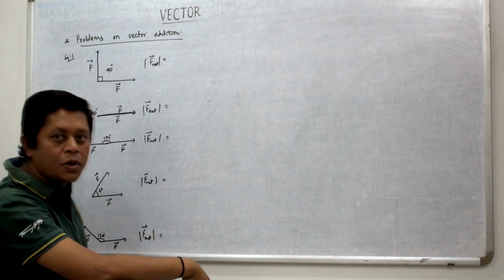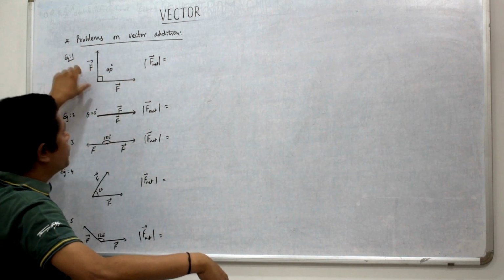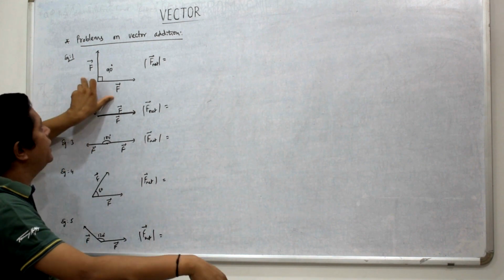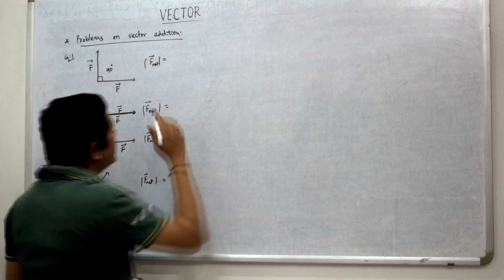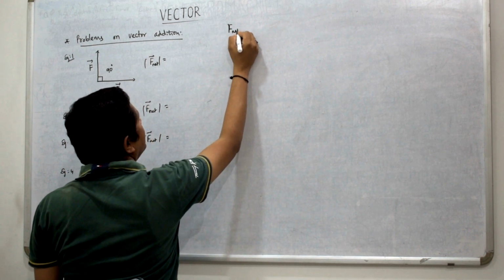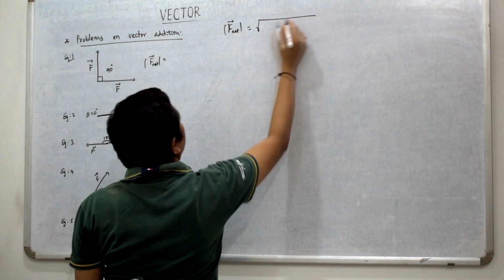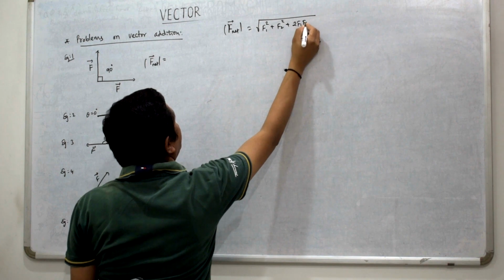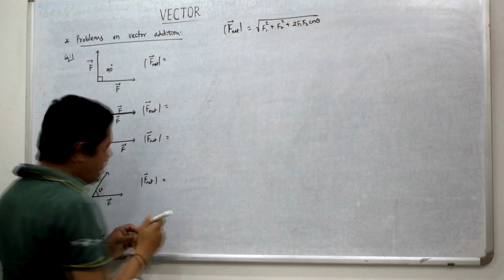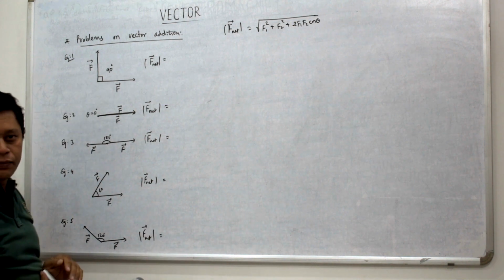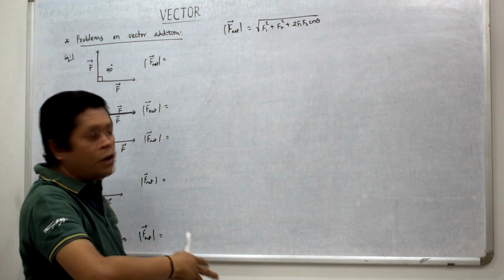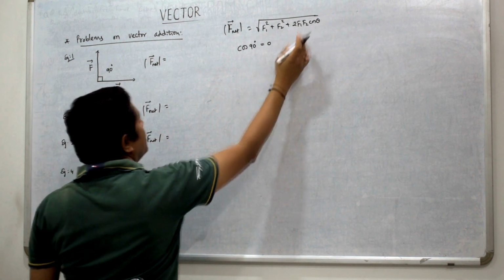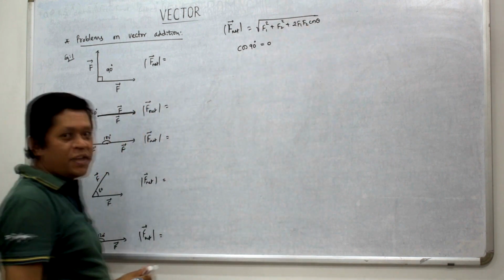Let us discuss some problems on this vector addition. Let's say two equal forces are inclined to each other at an angle of 90 degrees. What is the resultant? If we apply the equation for the resultant, F net is equal to the square root of F1² plus F2² plus 2F1F2 cos theta. Here F1 and F2 are both equal, theta is 90 degrees, and cos 90 is 0. This term will be 0, so it is the square root of F1² plus F2².